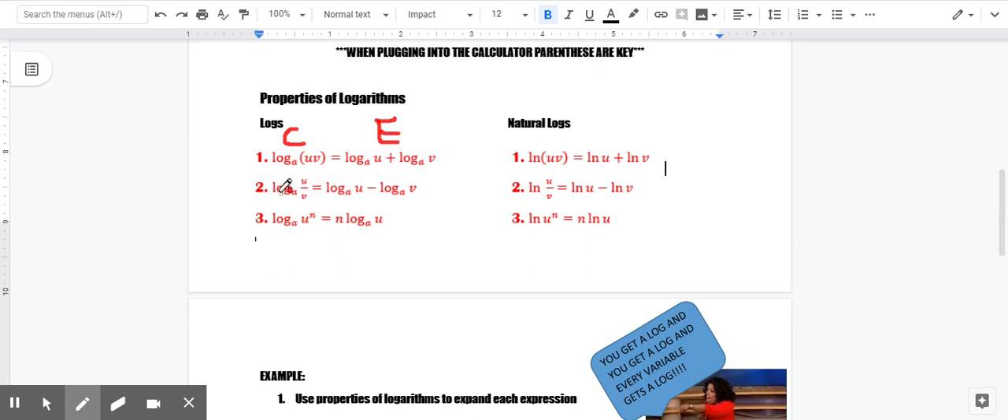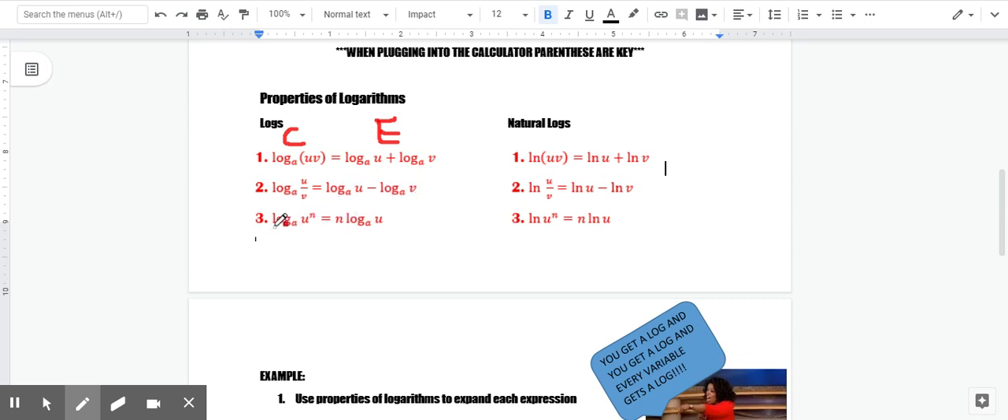For number 2, we have the log base a of u divided by v. So once again, we're one single log. So to split this up, we are going to now use subtraction. So division goes with subtraction, multiplication goes with addition. So once again, the u gets its own log and the v gets its own log. Make sure that you carry the base to both.